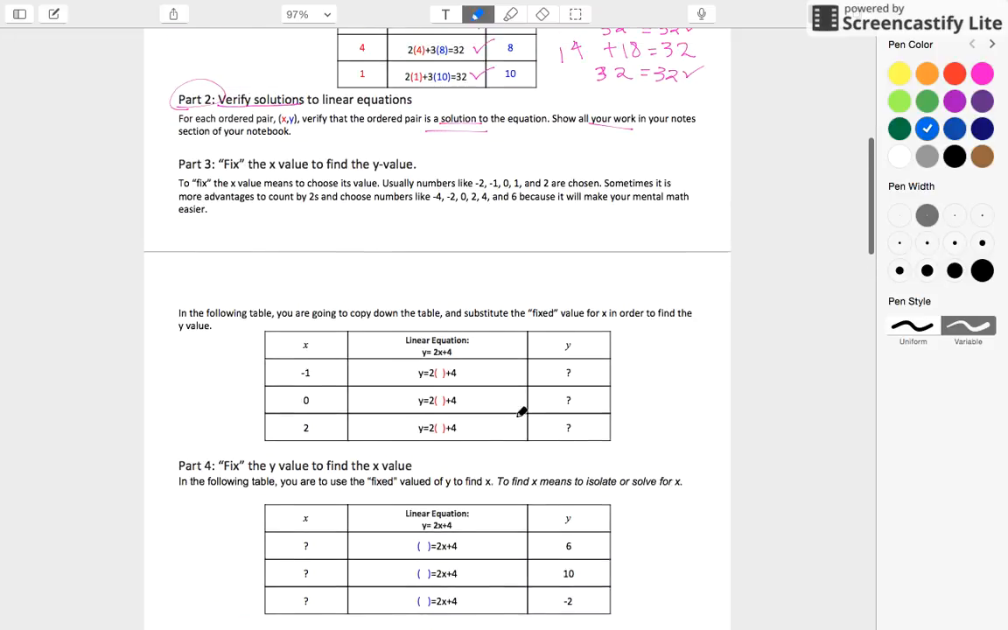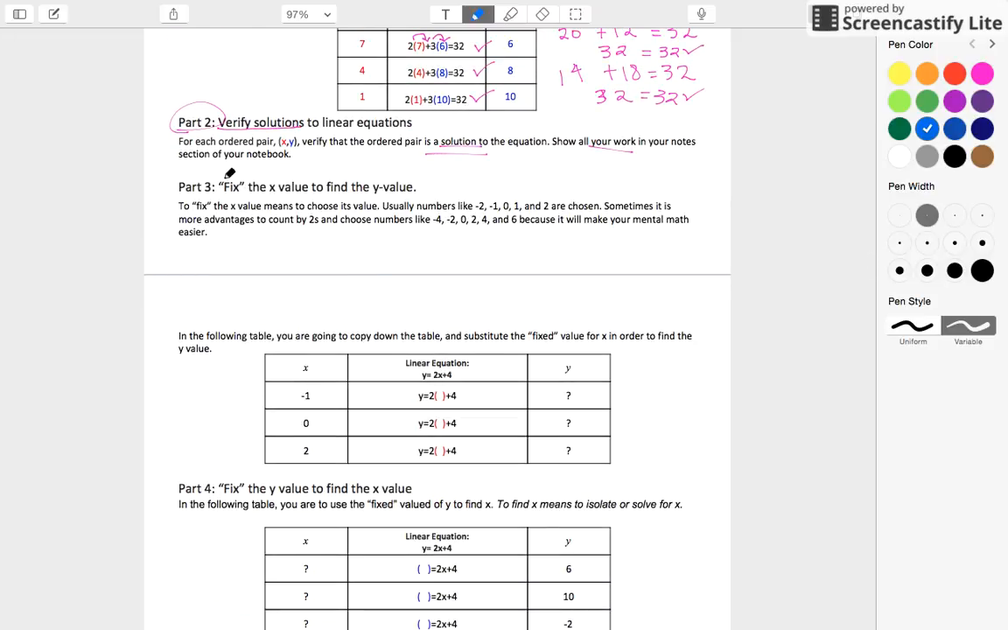Now, the newest thing is making sure that we fix the x value to find the y value and fix the y value to find the x value. This is probably the new part that we need to focus on. So right here, it says to fix the x value means to choose a value. So we must choose a value for x. And usually numbers like -2, -1, 0, 1, or 2 are chosen. So in this case, it's always best that you use whole numbers.